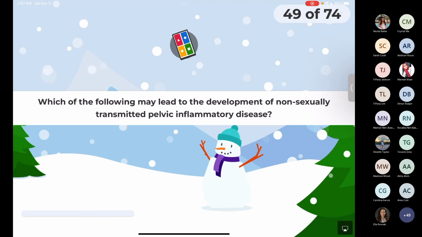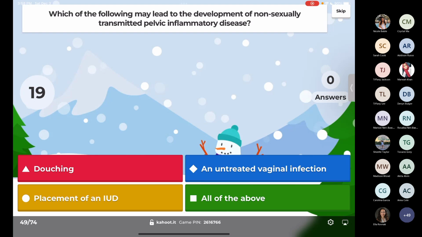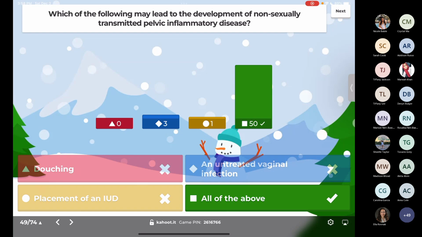Which of the following may lead to the development of non-sexually transmitted pelvic inflammatory disease? All right, good job, everyone. So yes, all the above.